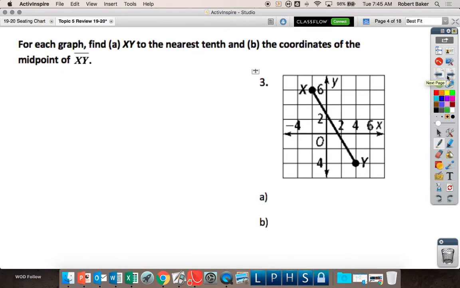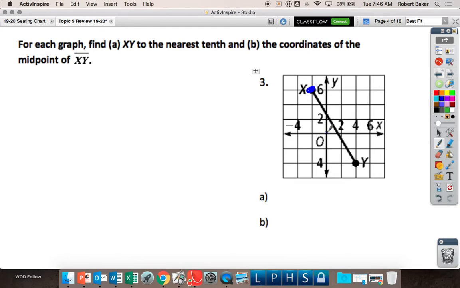Alright, these questions came directly off your homework. A lot of you guys were struggling with these. It says find the length of x and y to the nearest tenth. Most of you guys were struggling with this, and what I recommended doing was to figure out the coordinate location of x. Where is x on the graph?